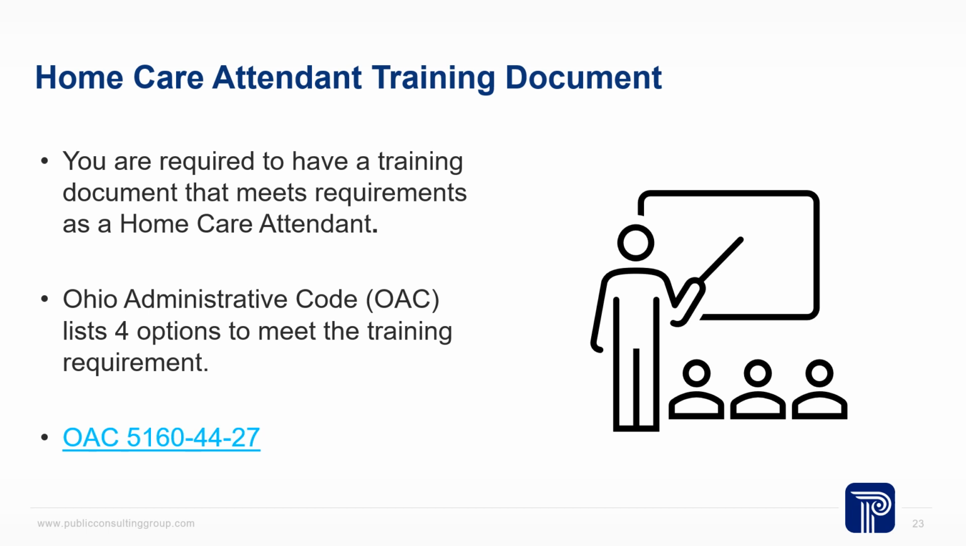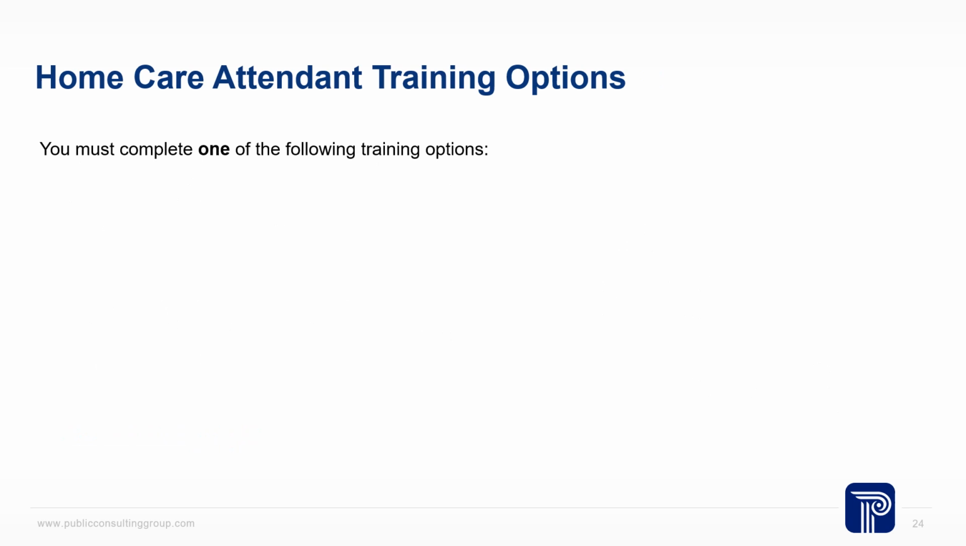You will need a training document dated in the last 24 months. There are 4 options listed in the Ohio Administrative Code 5160-44-27 to meet the training requirement. Let's look at examples of the training document requirements in more detail.